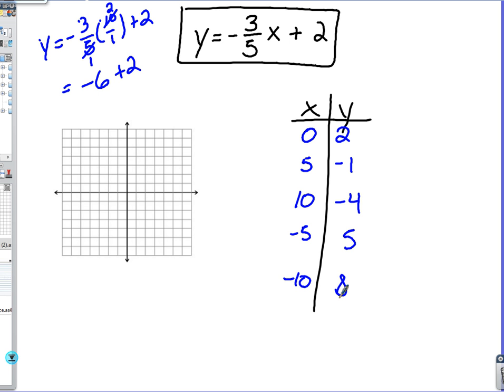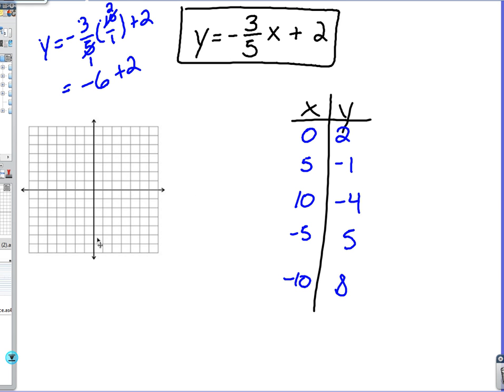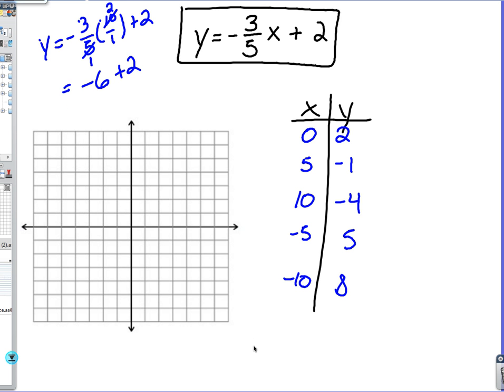Now notice my graph paper here doesn't quite extend to the 10, negative 4, and the negative 10, 8. So what I'm going to do, I'm just going to graph what I've got there. 3 points are actually, for a linear equation, 3 points are plenty.